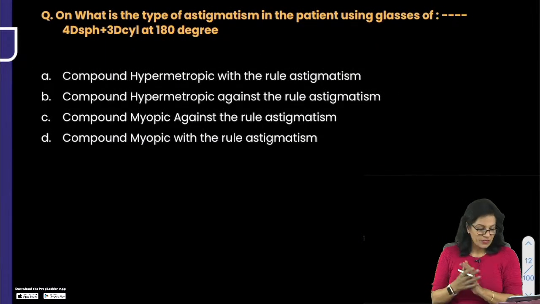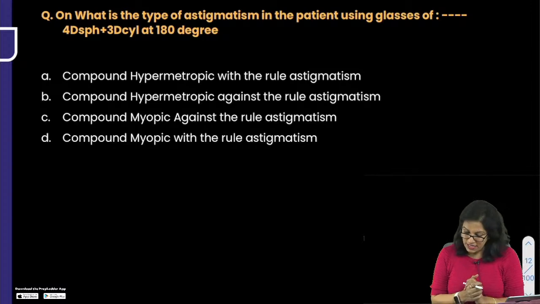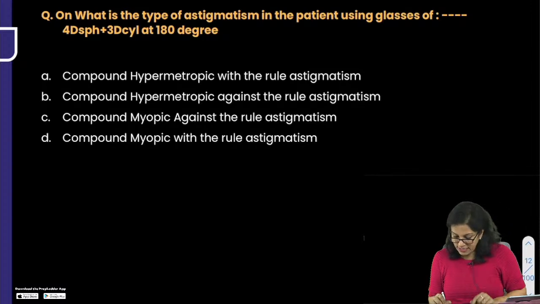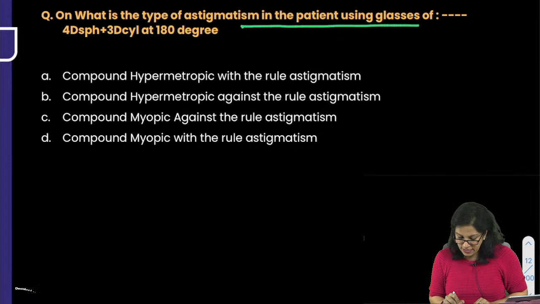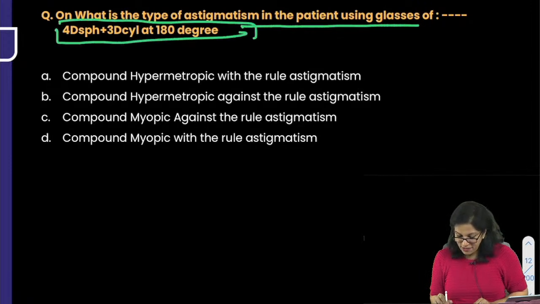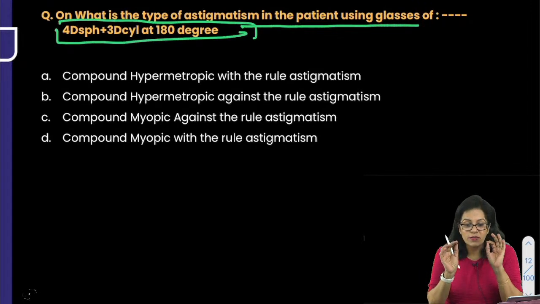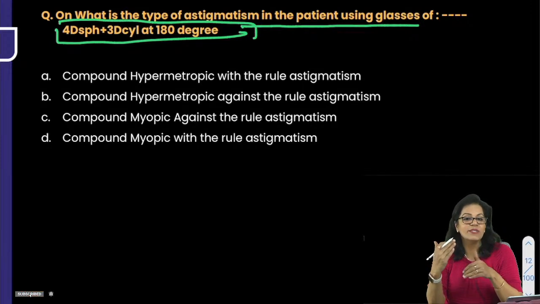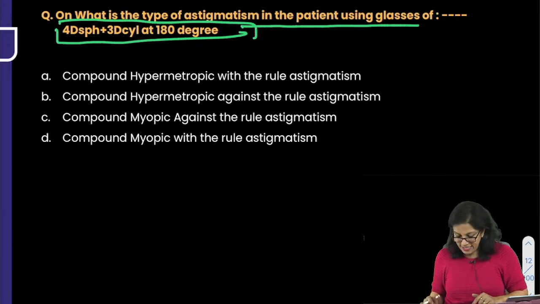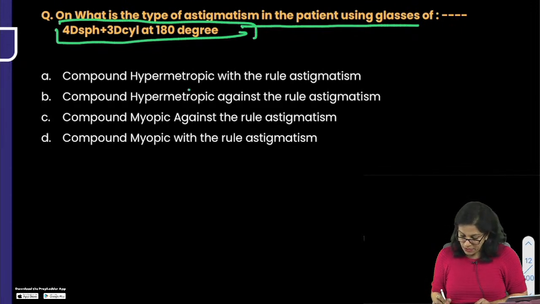We come to the next question now. What is the type of astigmatism in the patient using glasses of this prescription? First of all, let me tell you something. Whenever you get a prescription like this, first change it into a retinoscopic reading and then comment on the type of astigmatism. Before I do that, they have asked you about compound, hypermetropic, myopic. This is what we have written here.